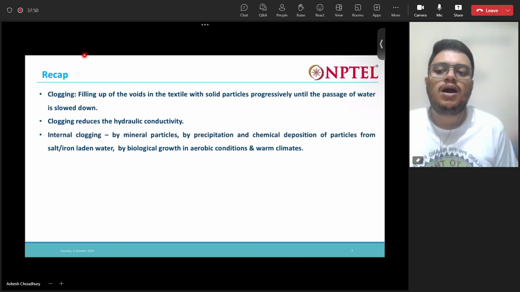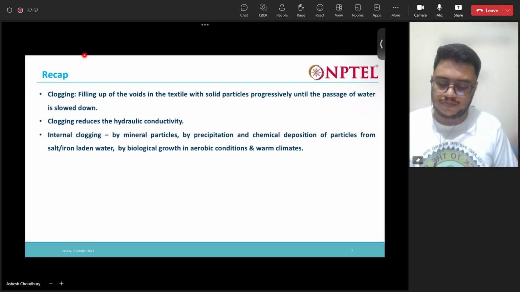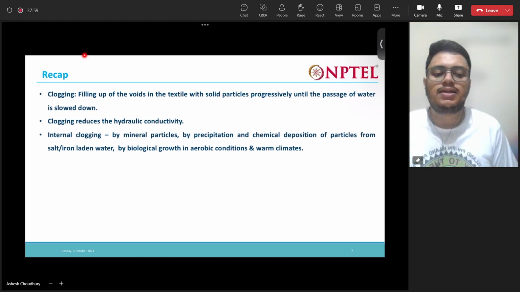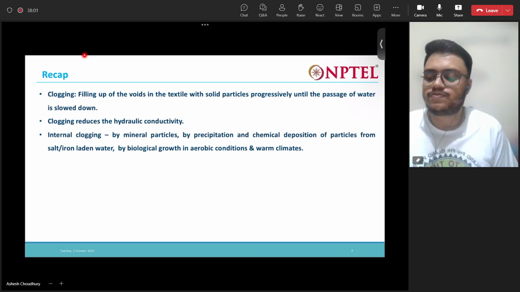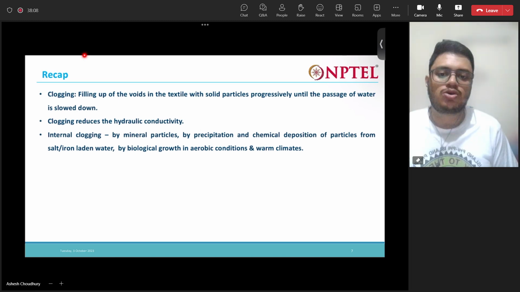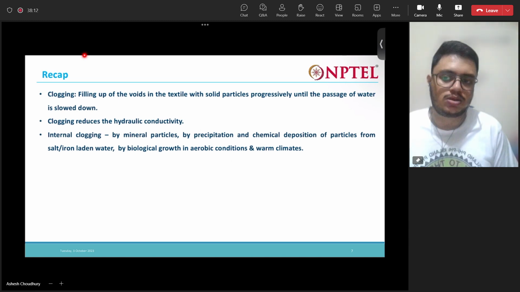Now while discussing the previous slides, we were continuously speaking about clogging, right? So what is clogging? Filling up of the voids in the textile with solid particles progressively until the passage of water is slowed down. This is clogging.